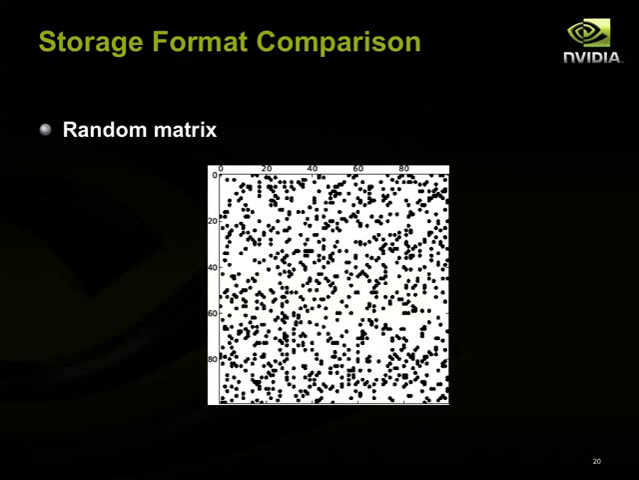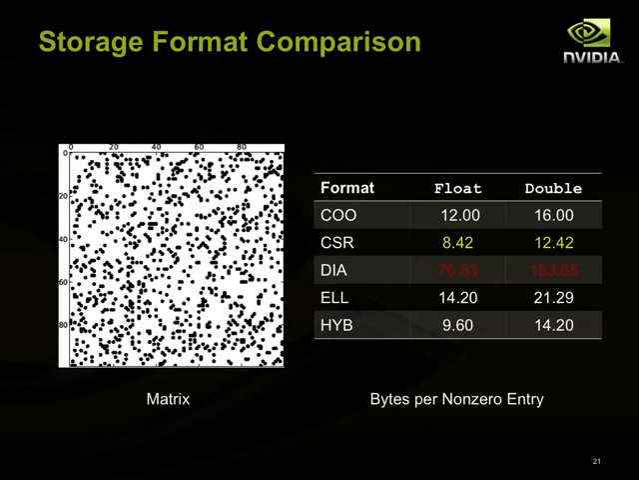Now suppose I go to a random matrix. Here I've just chosen the entries of the matrix randomly, so I take a random number for i, a random number for j, and then just put a 1 in for the value. We get a similar relationship here. It turns out that ELLPACK becomes worse than before because there's more variance in the number of non-zeros per row. But again, hybrid is pretty good. CSR wins the race, and coordinate, well, it's always 12 and 16, so it's not terrible.